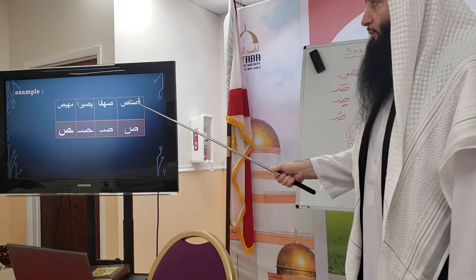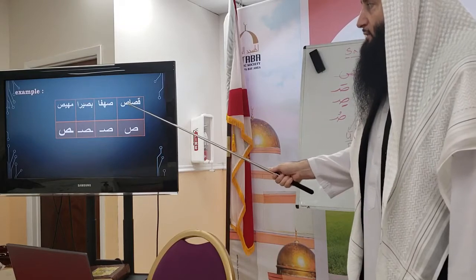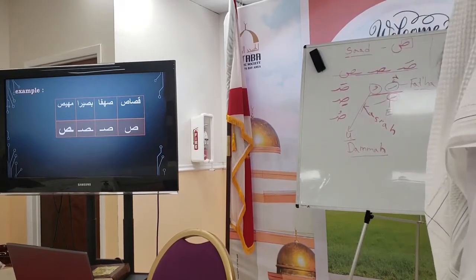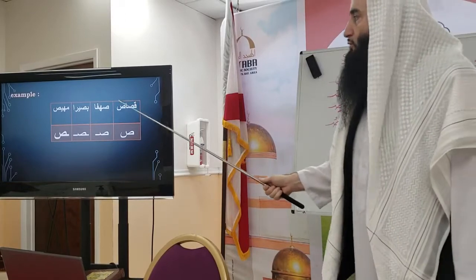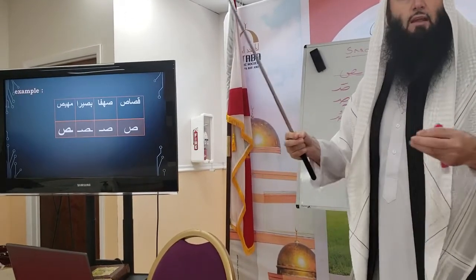This is alif, connected from the right. Why is alif not connected on this side? Because alif doesn't connect from the left, only from the right. So sad is by itself. You see how they are connected?